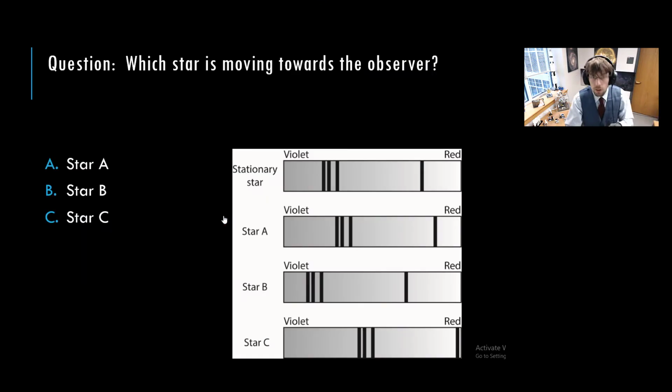Okay, qualitative. Give me an idea. Which star is moving towards the observer? So I've given you a stationary star for a reference. Tell me, which star is moving towards the observer? Go. You got it? Good. Again, practice. The idea is that if it shifted towards the blue end of the spectrum, which I've conveniently labeled, then it's moving towards the observer. Okay, well, star A and star C are shifted towards the red end, so they can't possibly be moving towards us. It must be star B.